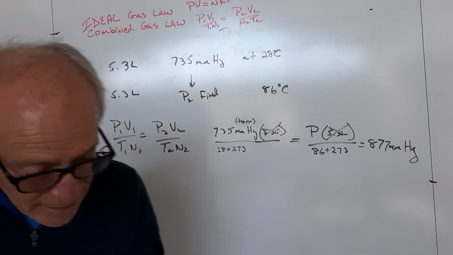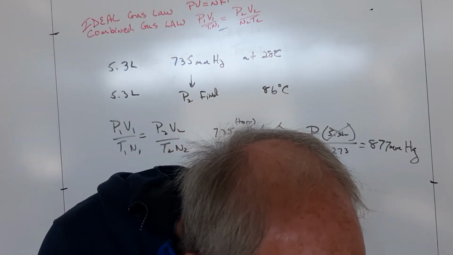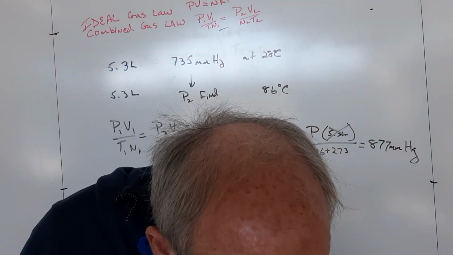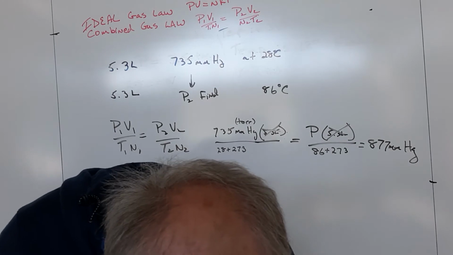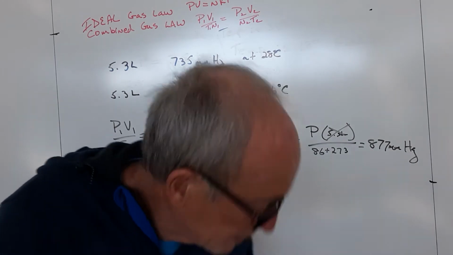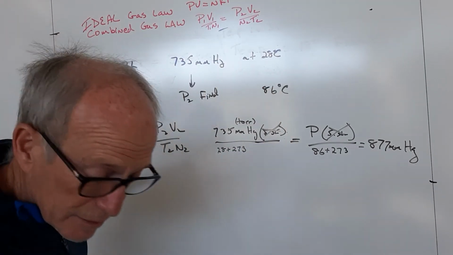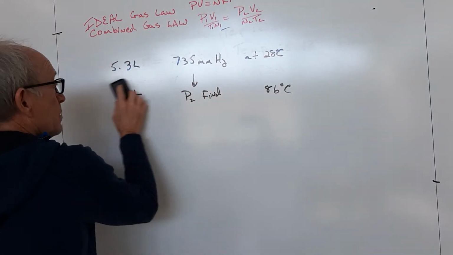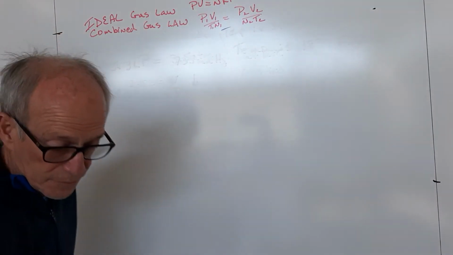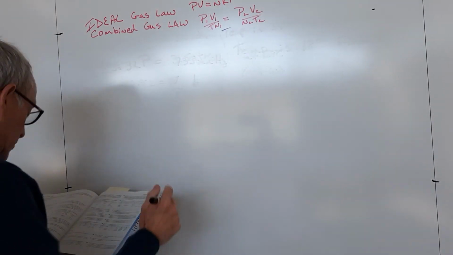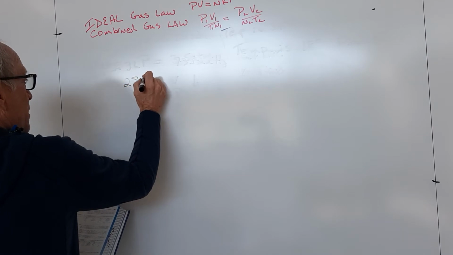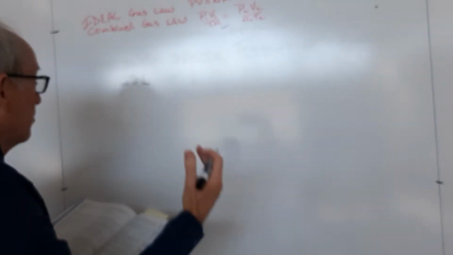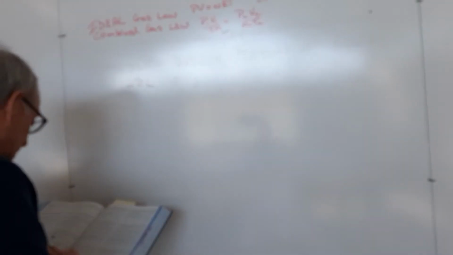Okay, next, problem number 61. And 61 says a cylinder contains 28 liters. See, I always write all this down so I know whether I'm using combined gas law or ideal gas law.